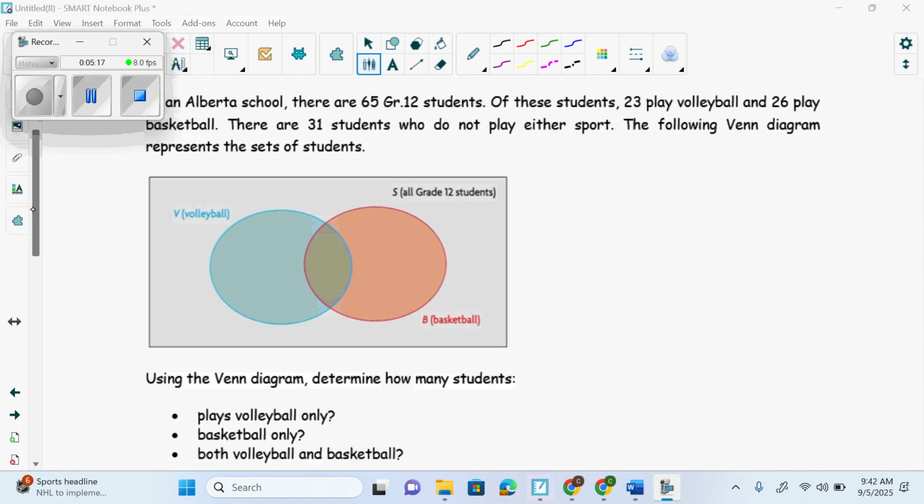I'm going to do your attendance. This one says, in an Alberta school, there are 65 grade 12 students. Of these, 23 play volleyball, so volleyball tickets. 26 play basketball, they put in 26 basketball tickets. 31 put in N, a ticket that would have an N on it, they play neither, right? So you'd have 23 with a V on it, 26 with a B on it, and 31 with an N.